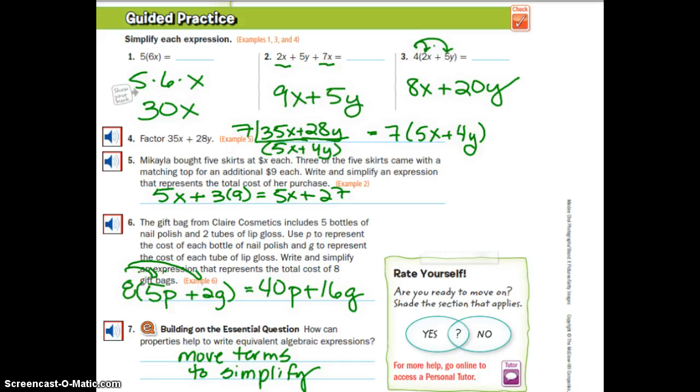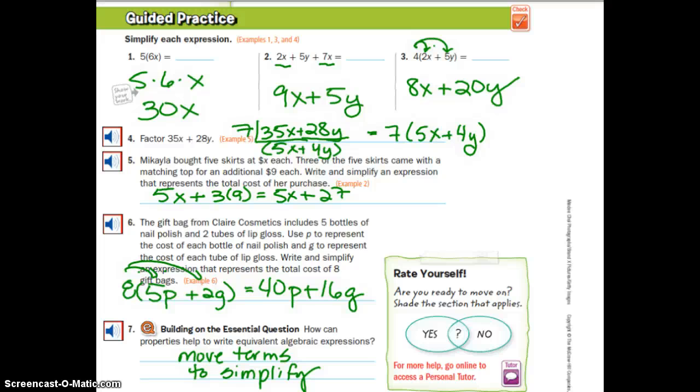Okay, check your answers. Did you get what I got? 30x, 9x plus 5y, 8x plus 20y. For number 4, when you factor, you pull out a 7. So 7 in parentheses, 5x plus 4y. In number 5, we got 5 skirts at x and 3 tops at 9, which is 5x plus 27. The next one, we have 5 polishes and 2 lip glosses, and we're buying 8 gift bags. So 8 times 5 is 40, that's polishes, plus 8 times 2 is 16, and those are lip glosses.